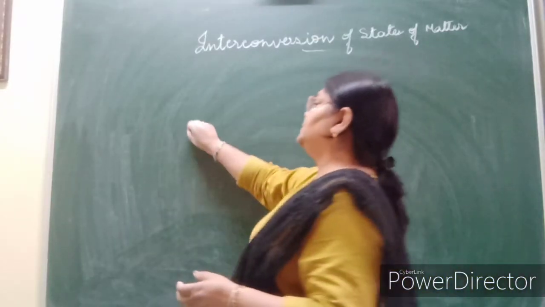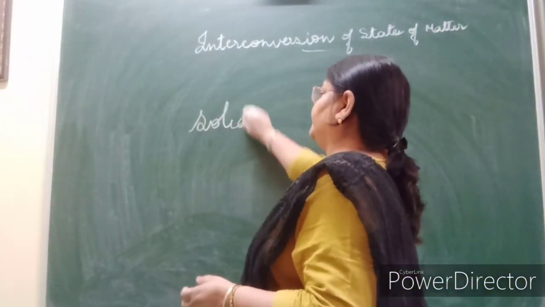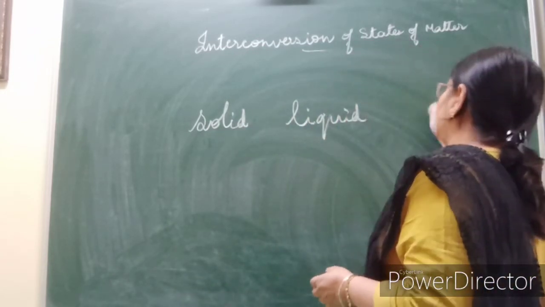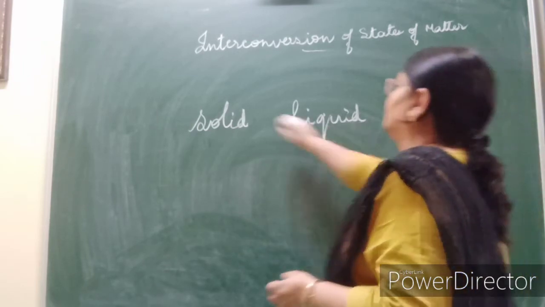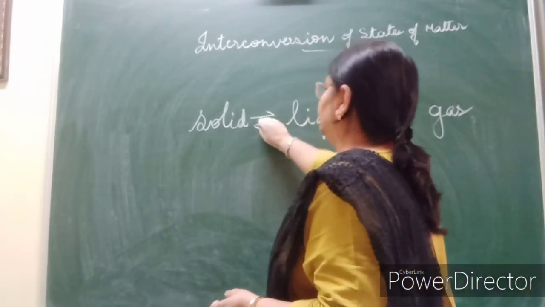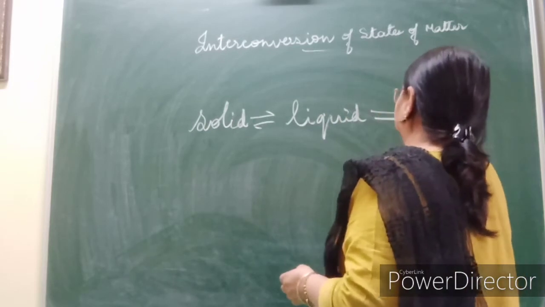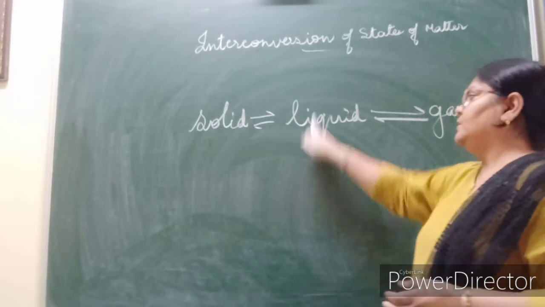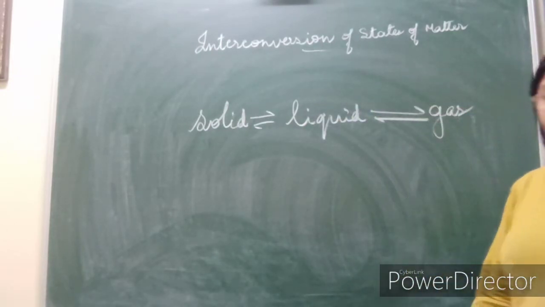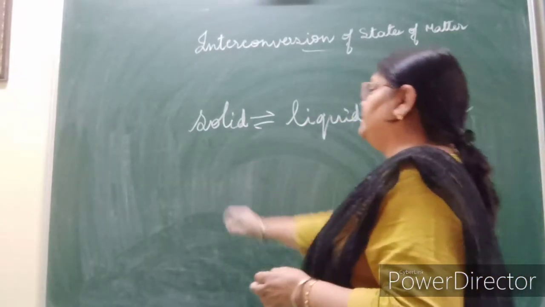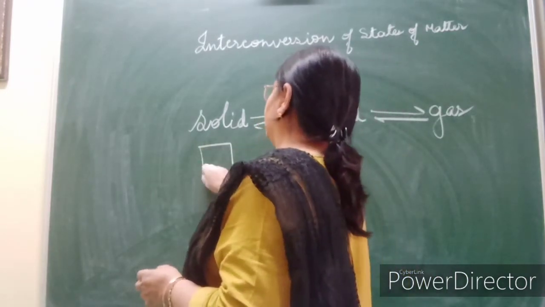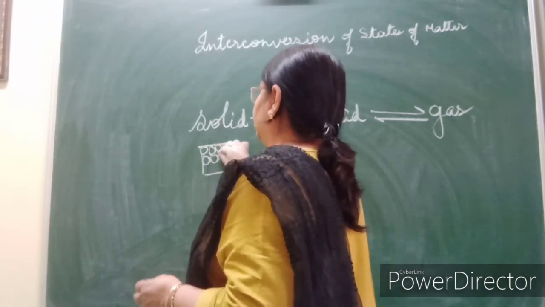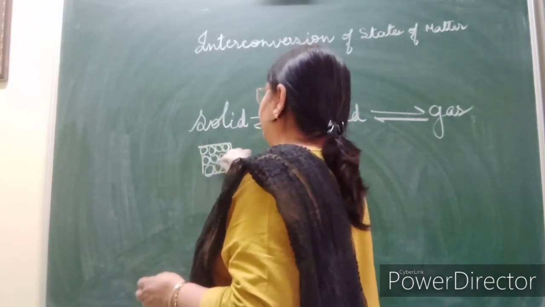This phenomenon is called interconversion of states of matter. We take the three states of matter, that is solid, liquid, and gas. From solid the matter changes to liquid, and from liquid it changes to gas. How does it happen? If we talk about the molecular arrangement, we will discuss this with one example also.